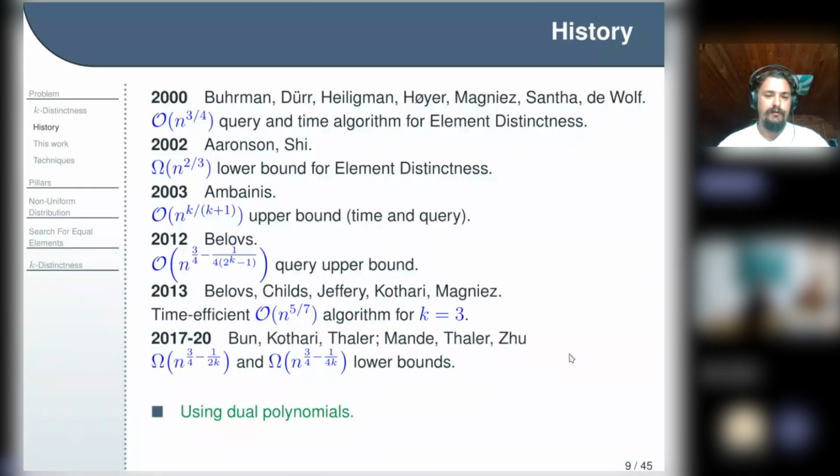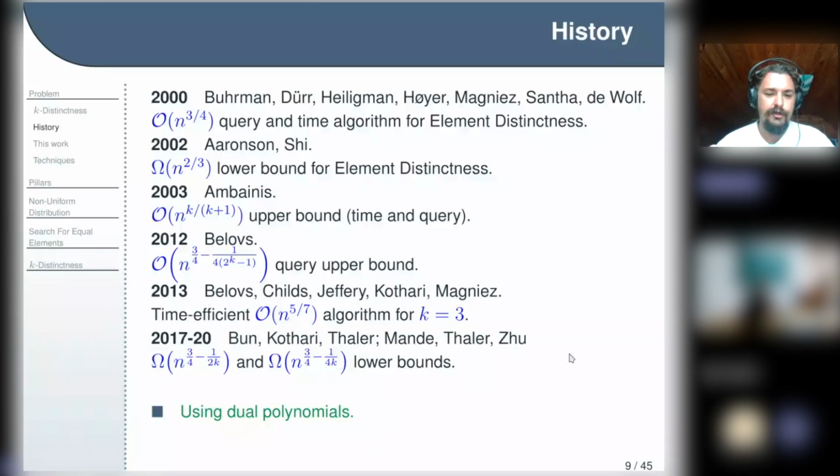Okay, now let's go to the lower bound side. There were actually two papers which I just cite as one paper because they used very similar techniques. It was Ban, Kothari, and Maurer, also Mande, Tower, and Zhu. So it's also n to 3/4, but minus something which is linear in k. So exactly as k grows to infinity, it also approaches 3/4, but slower than the upper bound, and it doesn't really give you anything interesting for k equals 3. So for k equals 3 and k equals 4, it's just the same complexity we had before.